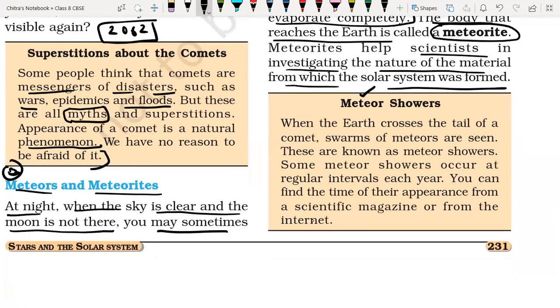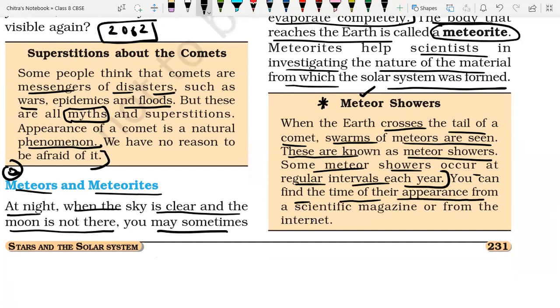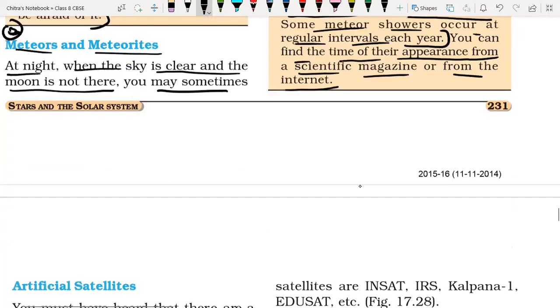Another very important thing about meteors is meteor showers. When the Earth crosses the tail of a comet, many meteors are seen. These are known as meteor showers. Some meteor showers occur at regular intervals each year. You can find the time of a particular meteor shower and observe it repeatedly every year. In scientific magazines or on the internet, you can find information about such meteor showers. So this is all about meteors and meteorites.